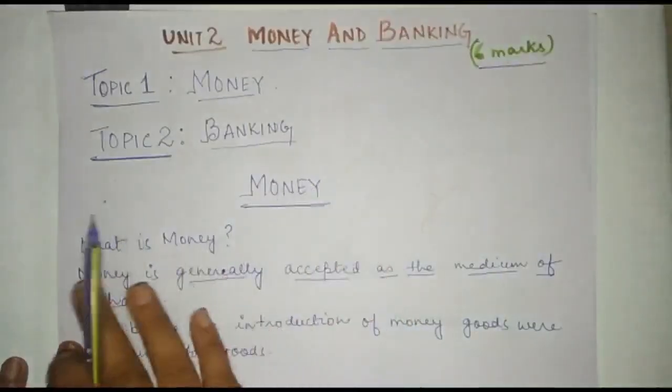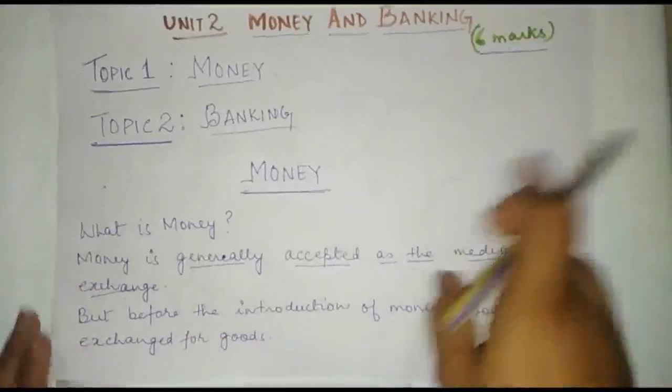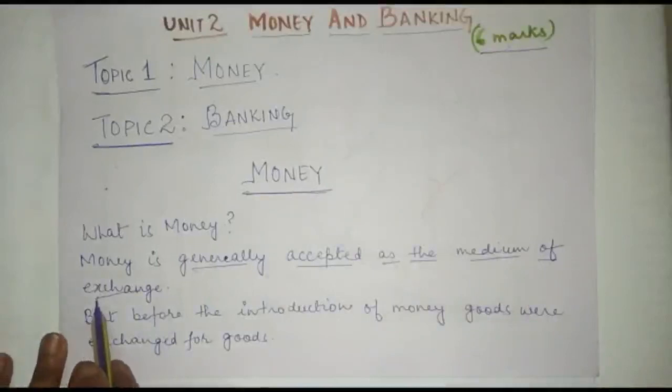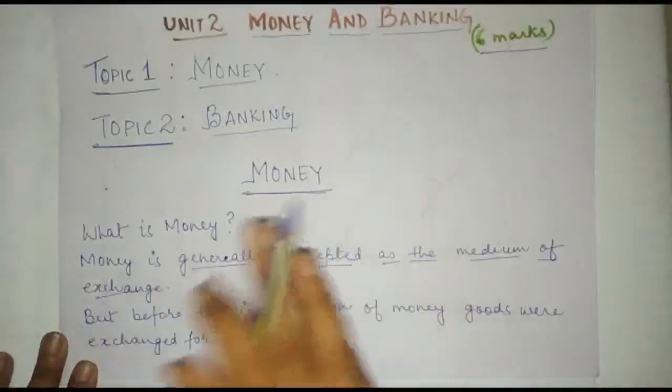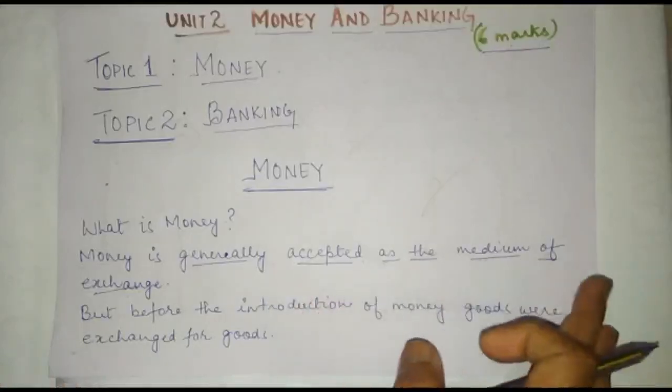What is money? The very first question that arises is, what is money? Money is generally accepted as a medium of exchange where goods and services can be easily exchanged with the help of money. Simply, it is not a definition, but the simple thing that strikes your mind. It is generally accepted as a medium of exchange.